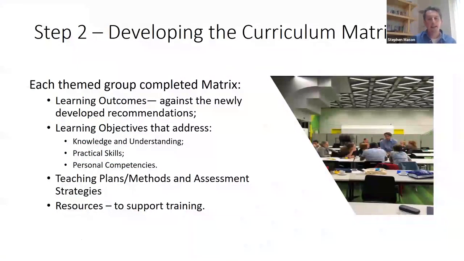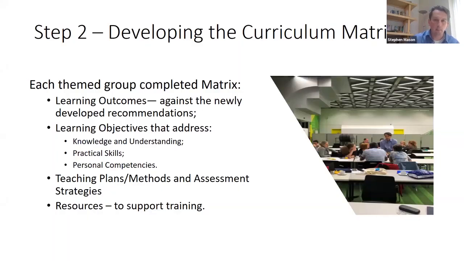So step 2 in the process was then taking those recommendations and translating those into an active curriculum. And how we did this was we developed a matrix for the groups to complete. And within that matrix, there were key items for people to work with. So each group had to take one of the updated recommendations which fitted with their theme and develop an applicable and transferable learning outcome against that recommendation. From that learning outcome, they then developed specific learning objectives to address knowledge, skills, and attitudes or personal competencies. And also then they were asked to think about teaching plans and how those objectives may be met by different learning and teaching activities. Also how they would be assessed, and also what resources would be needed to support those.